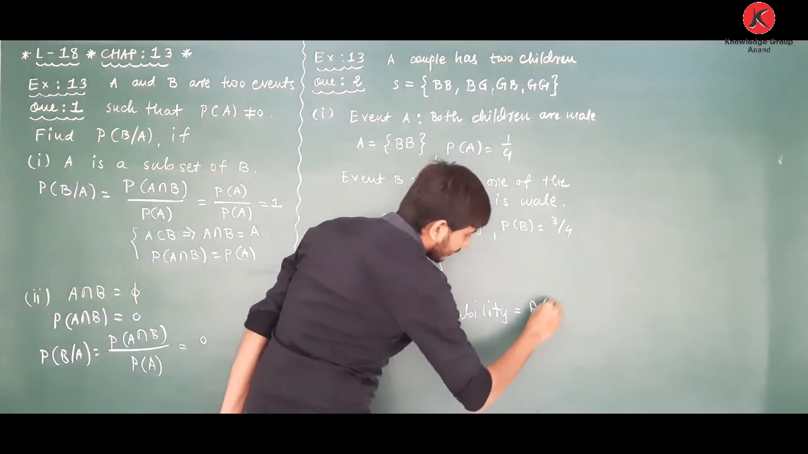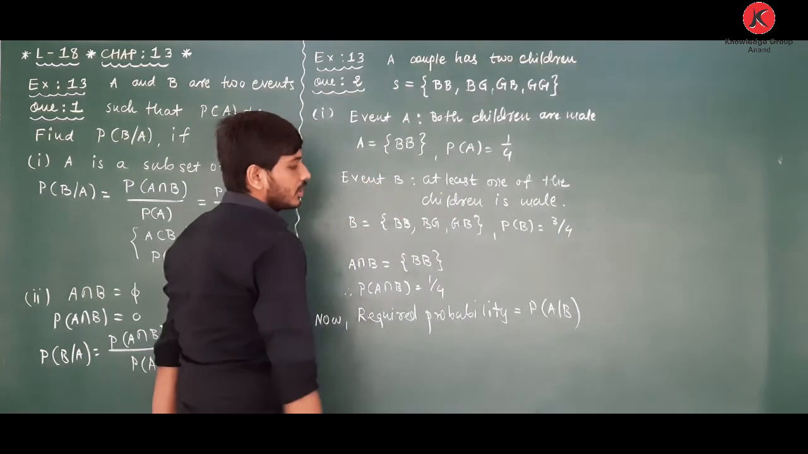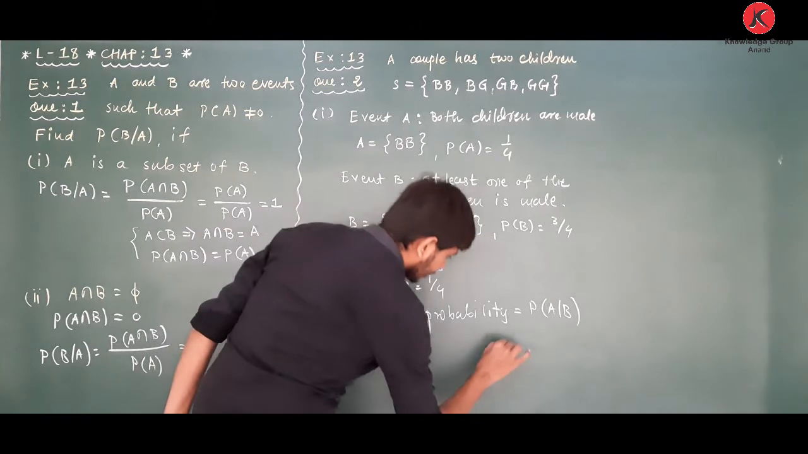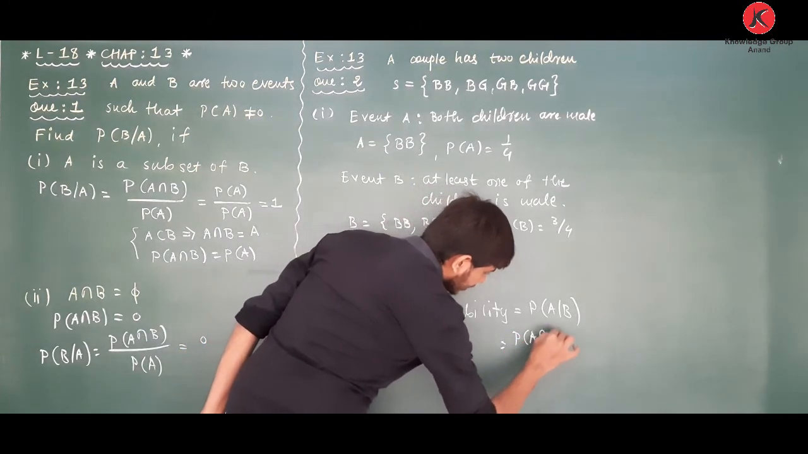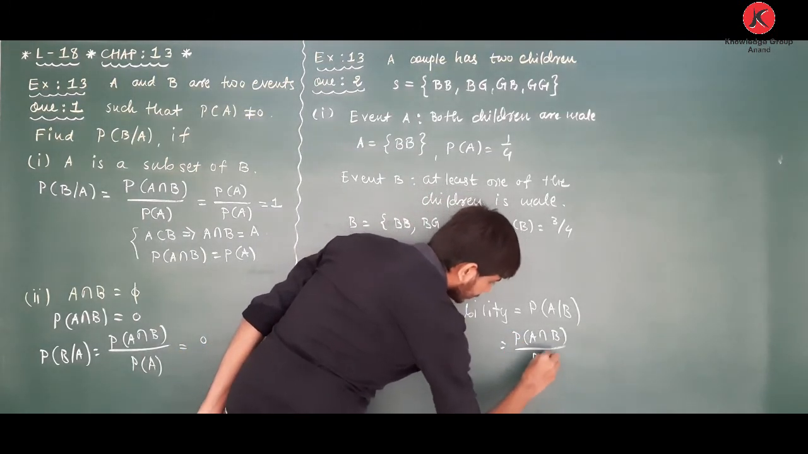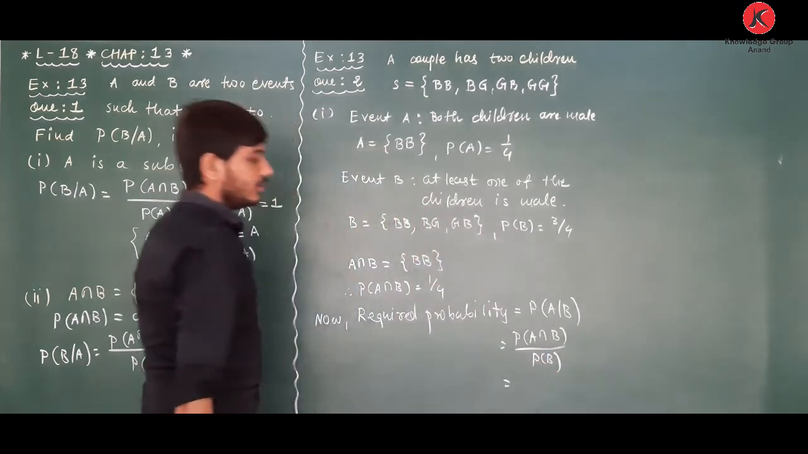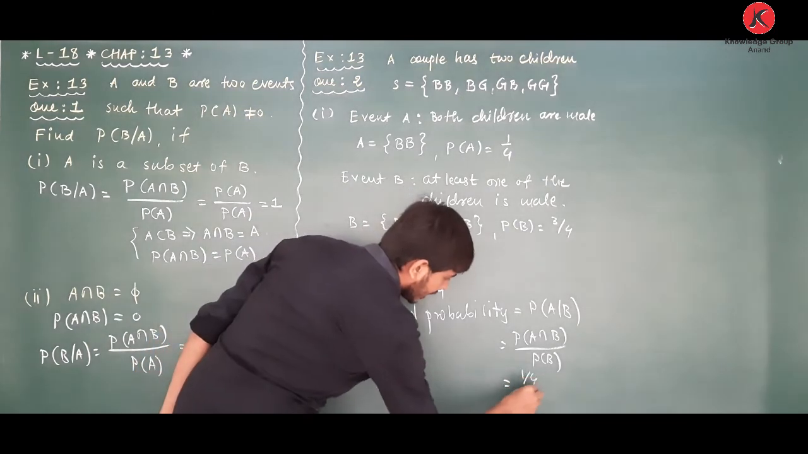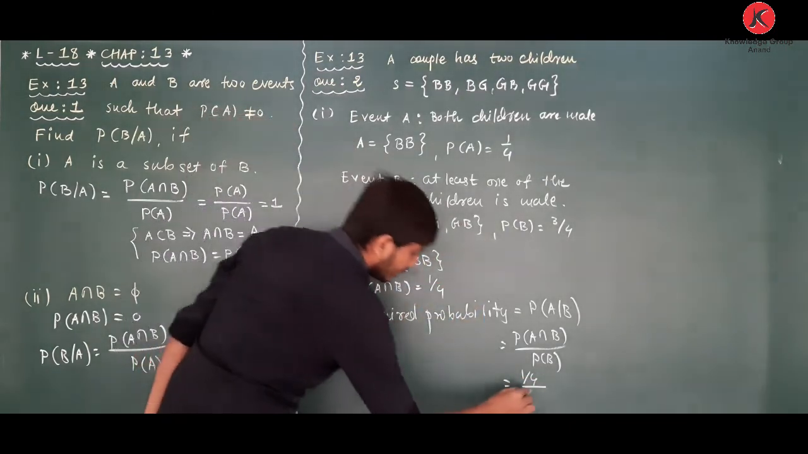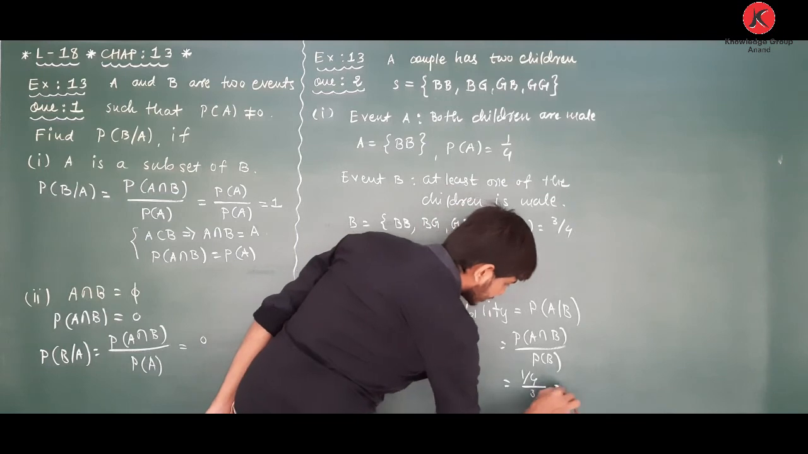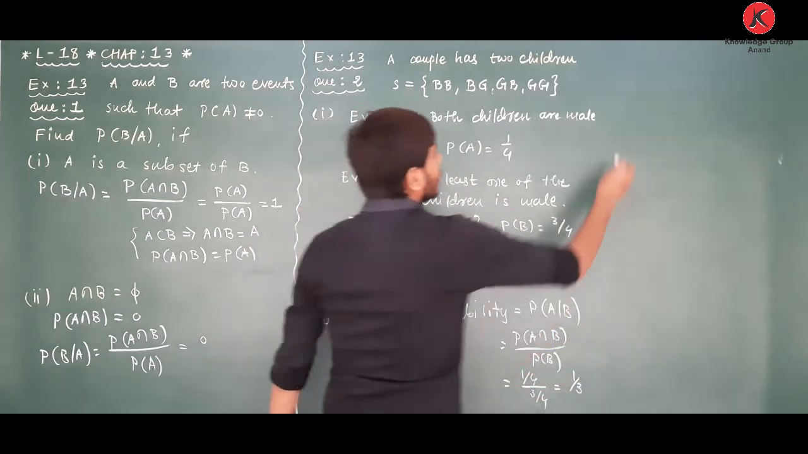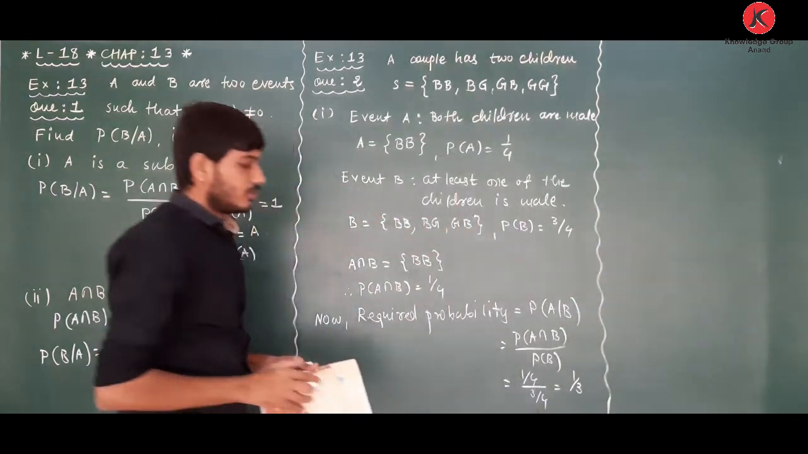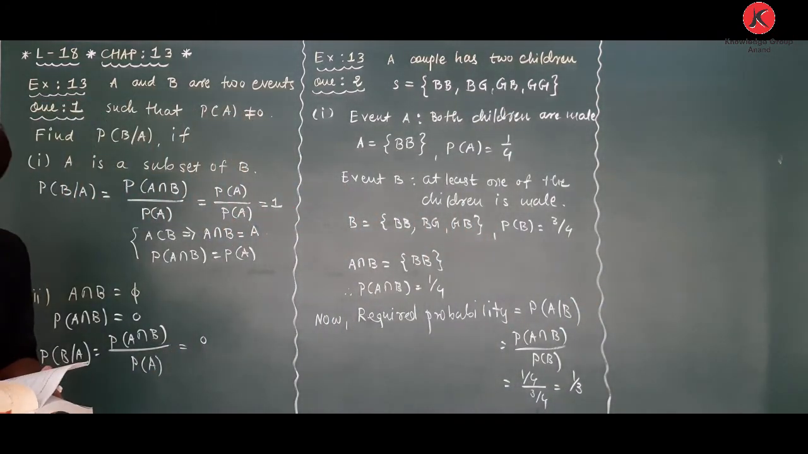Now write down the required probability, which equals probability of A given B. Keep in mind the given event is B, according to how you assumed it. The probability of A intersection B divided by probability of B: 1/4 divided by 3/4. Therefore we get the answer 1/3 for the first case, which is an easy question.